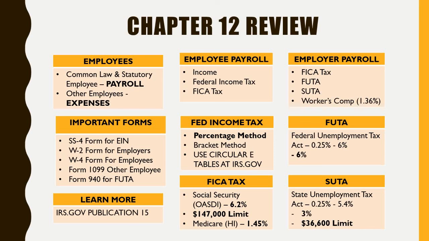And of course, these are the important forms that you need to know. An SS-4 form is for you to apply for an employer identification number. W-2 forms are for employers to submit to the state agencies. W-4 forms are for your employees to submit to your employer to withhold the taxes. Other forms are the 1099 for your independent contractors or small businesses that you're contracting. And then you've got your 940, your 941s, your 943s for federal unemployment, as well as your other federal taxes.